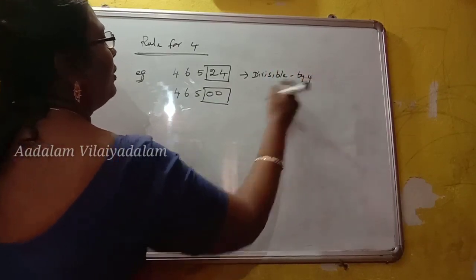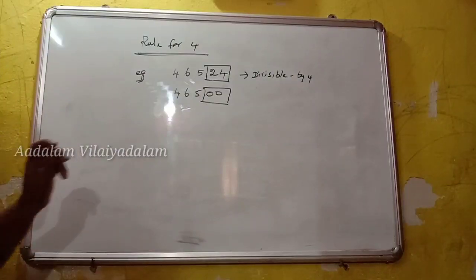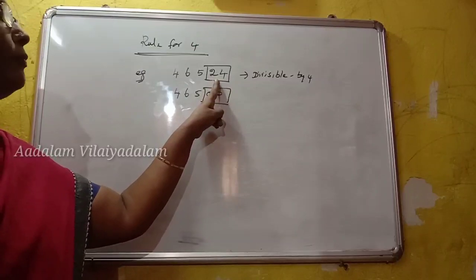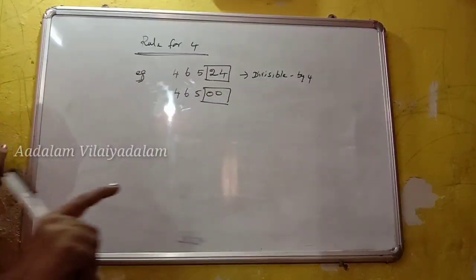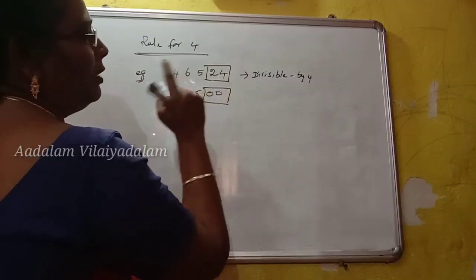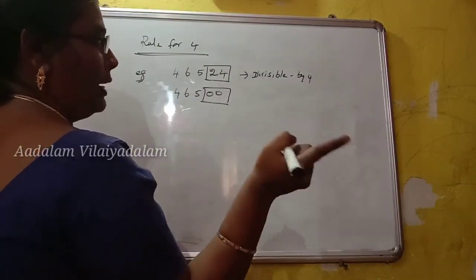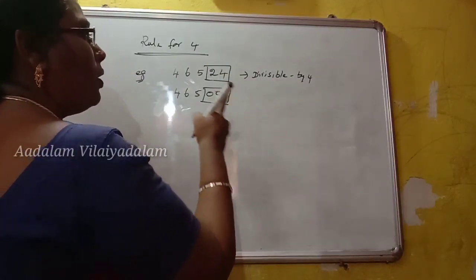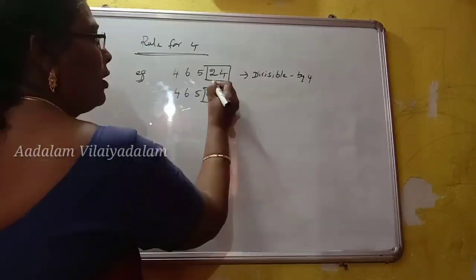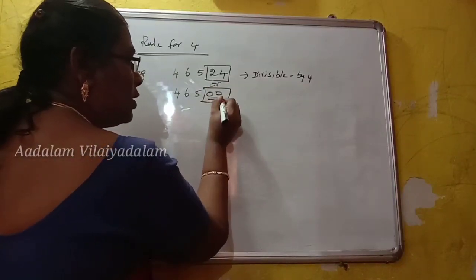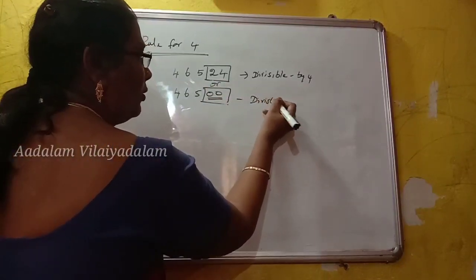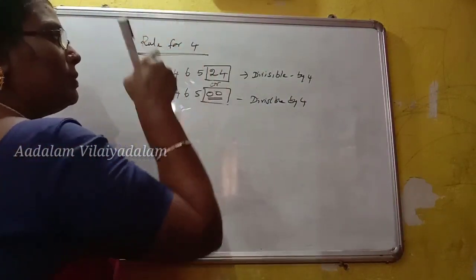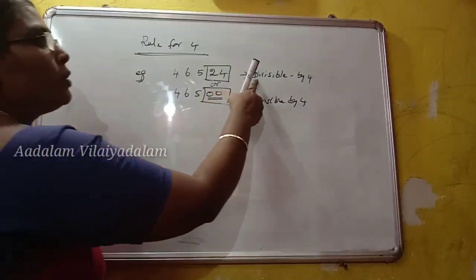The last 2 digits should be divisible by 4. It should be in the 4th table. What is the 4th table for 24? Where will 24 come in the 4th table? 4 6s are 24. So 24 is in the 4th table. And if the last 2 digits are 0, it is divisible by 4. If the last 2 digits are in the 4th table, it is also divisible by 4.